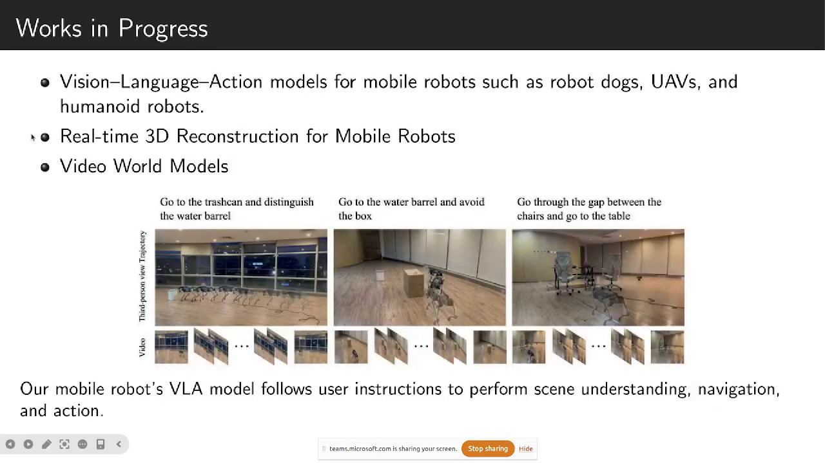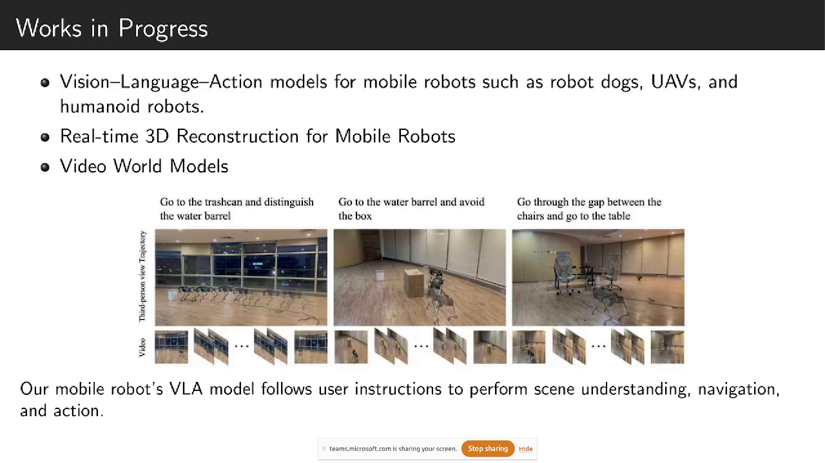Okay, so there are other works that are still in progress in our lab. We try to solve different downstream tasks, for example, how you manipulate your mobile robot. Currently we can only navigate our mobile robot in unseen scenes and understand what's going on, but we cannot perform various actions.